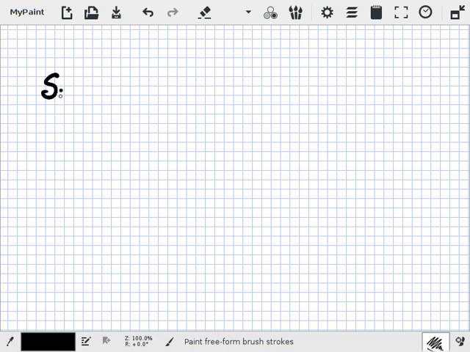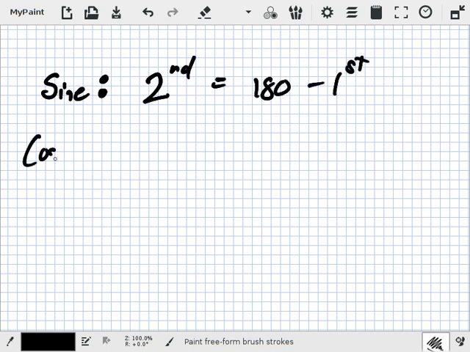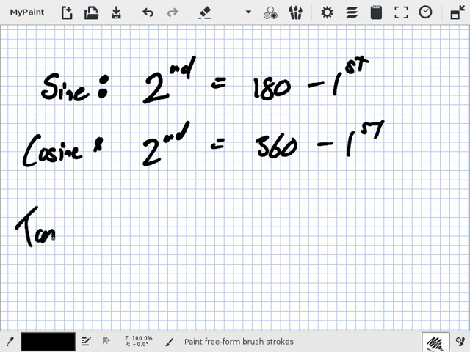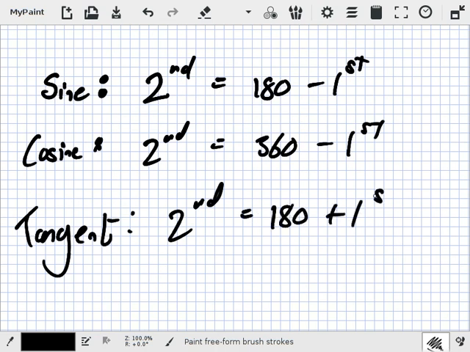For sine, if you want to get your second answer, it's 180 minus the first answer. For cosine, if you want to get your second answer, it's 360 minus the first answer. And for tan, to get the second answer, it's, does anyone know this one? It's 180 plus the first answer. Now this isn't in the formula book, you'll need to make a careful note of this.